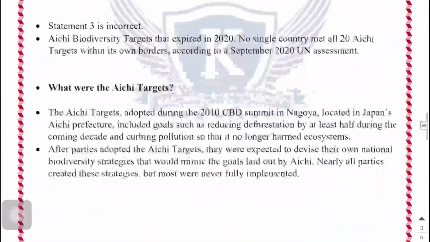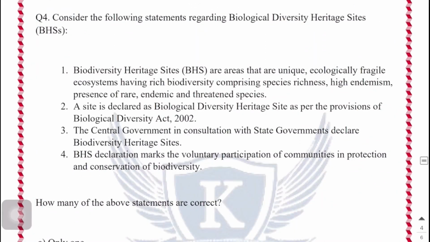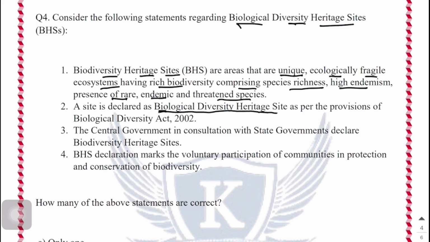Right? So now let us go with the fourth question. Consider the following statements regarding biological diversity heritage sites. Statement 1. The biodiversity heritage sites are areas that are unique, ecologically fragile ecosystems, with rich biodiversity comprising species richness, high endemism, and presence of rare, endemic and threatened species. Statement 2. A site is declared as a biological diversity heritage site as per the provisions of the Biological Diversity Act 2002. And statement 3. The central government, in consultation with the state government, declares biodiversity heritage sites.